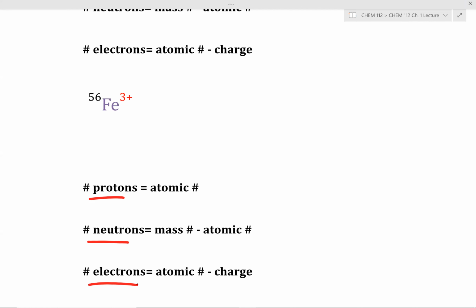So the number in the upper left-hand corner is the mass. So it's, where do we get the protons from? Yep, and the number is 26 above.